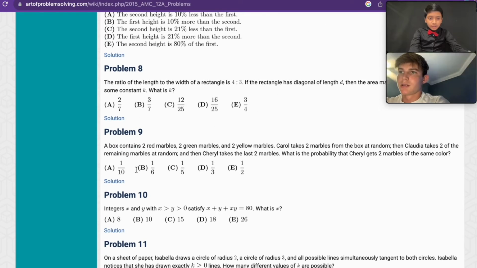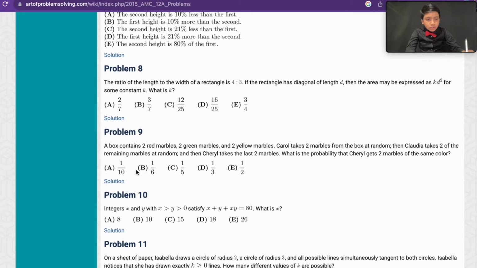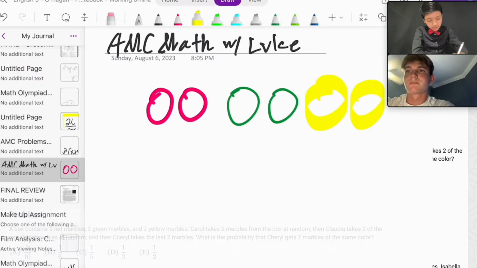All right. Question 9. Let me switch over to the window. A box contains 2 red marbles, 2 green marbles, and 2 yellow marbles. I should probably write that down. Carol takes 2 marbles from the box at random. Then Claudia takes 2 of the remaining marbles at random, and Cheryl takes the last 2. What's the probability that Cheryl gets 2 marbles of the same color?